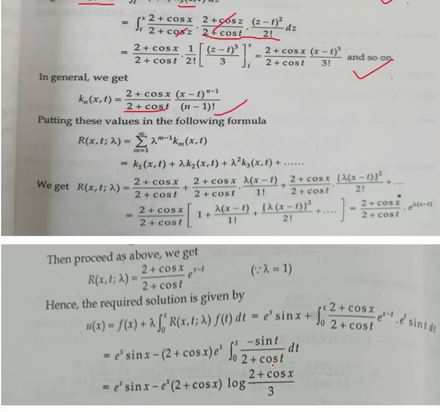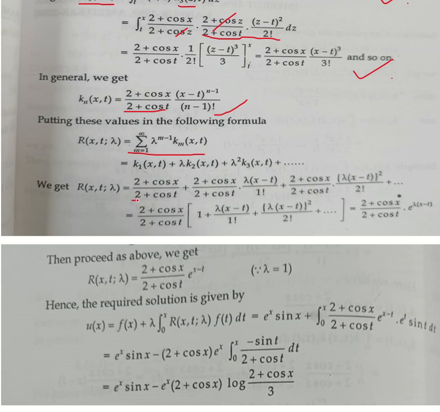Now we have to find the resolvent kernel. In order to find the resolvent kernel, the formula is given as summation m from 1 to infinity lambda power m minus 1 km of xt. We have already found km of xt. So we are going to substitute the values for m from 1 to infinity. When m is 1, lambda power 1 minus 1 is 0, so lambda power 0 is nothing. So k1 of xt plus lambda power 2 minus 1, 2 minus 1 is 1, so lambda k2 of xt plus, when I write 3, 3 minus 1 is 2, so lambda square k3 of xt and so on.